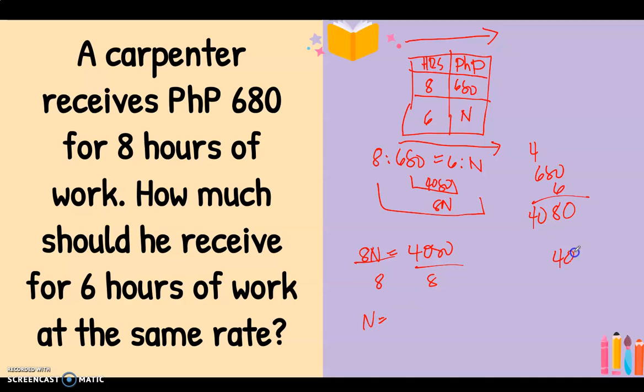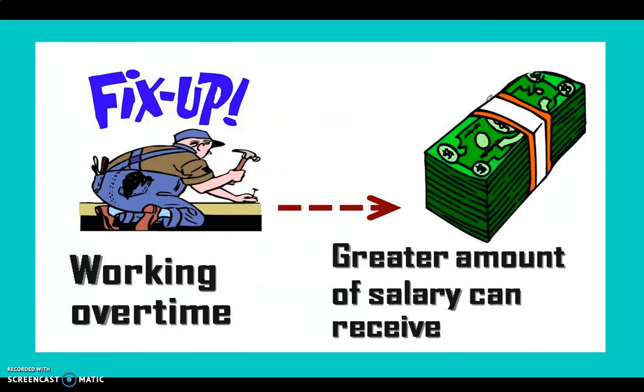So 4,080 divided by 8, that is 5, that is 40, 8, that is 1, 8. There's another 0, so you put it here. The answer is 510. So how much should he receive for 6 hours? He will receive 510 pesos for 6 hours. That is the answer. So again, if you work overtime, you will receive a greater amount of salary, right?